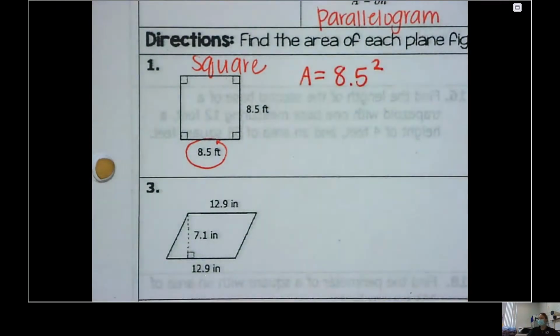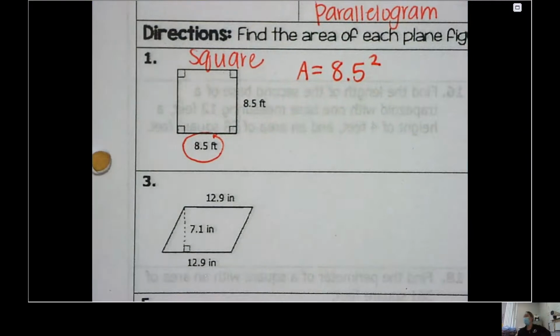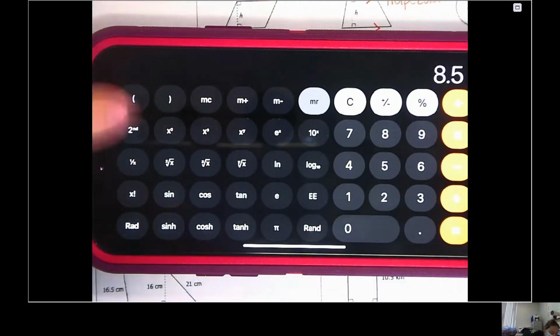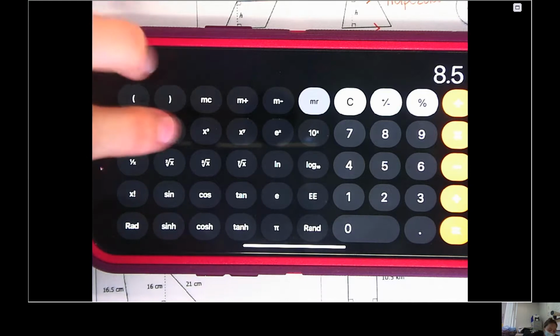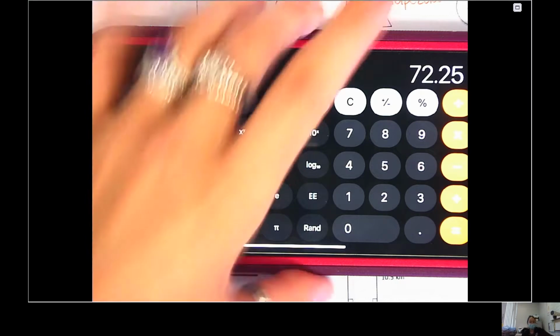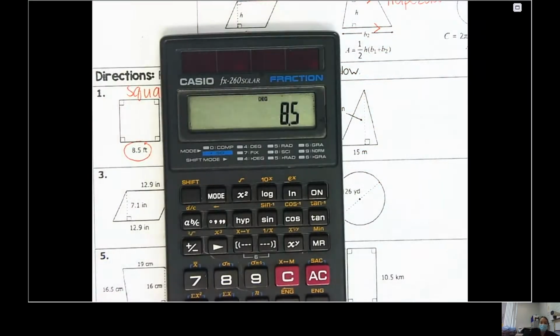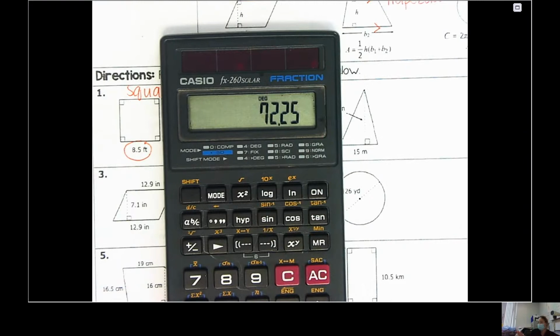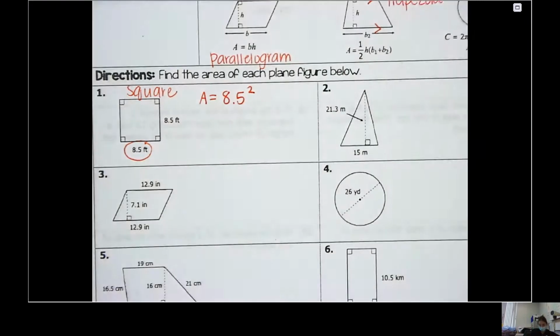Okay, now let me show you how to use that button on your calculator, depending on which one you're using, right? So we have to know how to use the squared button. It's going to make your life way easier. If you're using your phone calculator, you're going to push the button 8.5, and then there's a little squared button that says X squared right under the parentheses, and you're just going to push that button. If you're using the regular calculator, 8.5. Okay, so if you're using the regular calculator, you'll see the X squared button is this third one right here. You're just going to push that button, and you'll still get the same thing, 72.25. Easy peasy, right? That was it. That was the whole question.